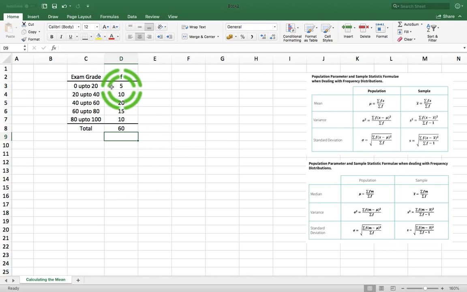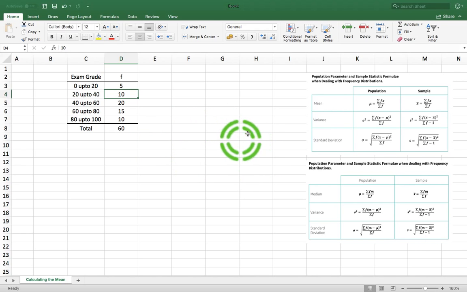We have 5 students who scored between 0 and 20%. We have 10 students who scored between 20 and 40%, and so on. The 60 students are distributed across these exam grade bands. From this group frequency distribution, through creating tables within Excel, I'd like to be able to calculate the sample mean. Let's assume this is sample data taken from a larger population.